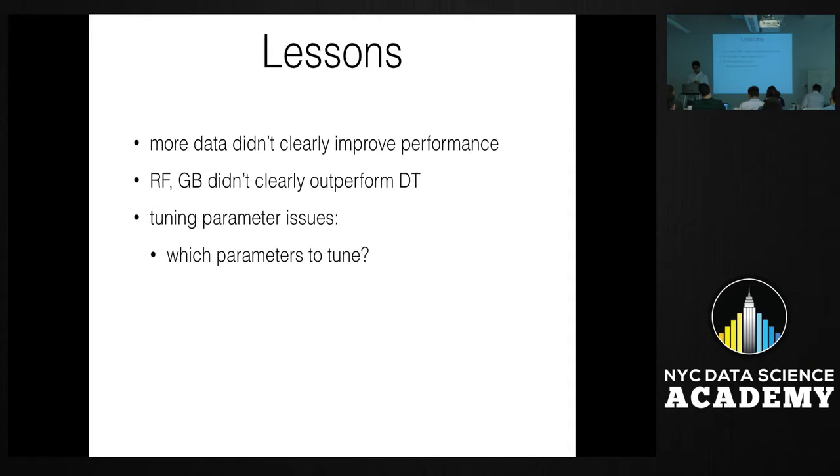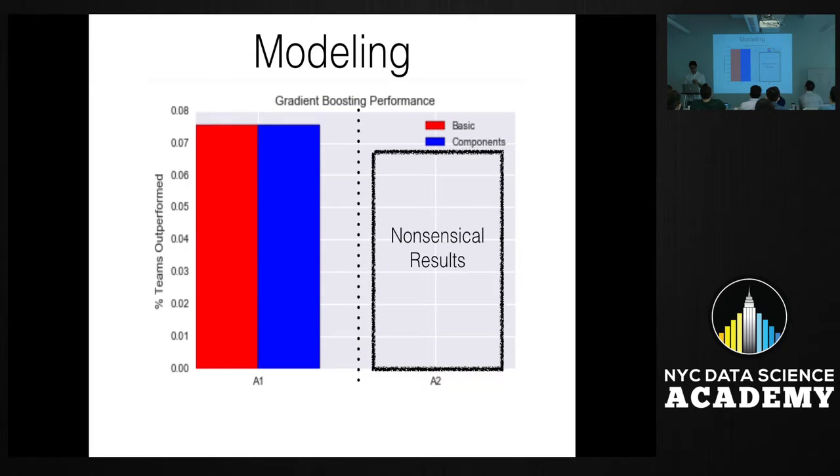So first, which parameters to tune on. If you remember when Adam pointed out early on the dotted line, we changed our tuning parameter to tune on, and that largely changed the results of our model. Also, consequences of suboptimal parameter values. This was interesting because if I go back to the results from the gradient boosting performance, if you notice the first attempt, A1, we actually got the exact same results from the model trained on the basic and the model trained on the components.